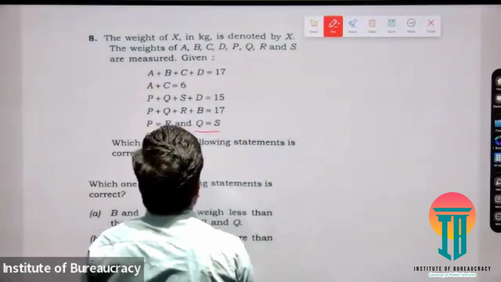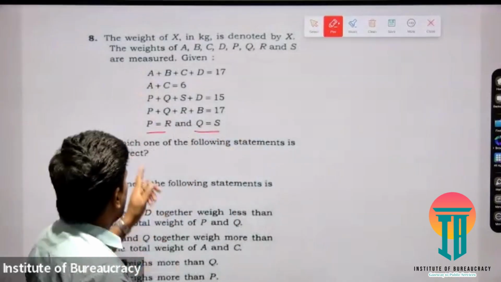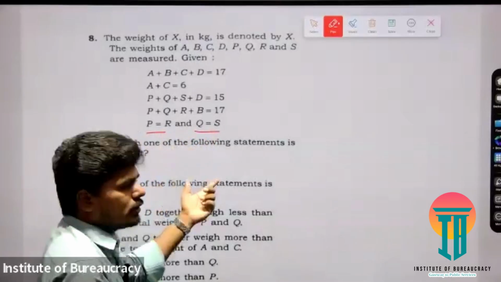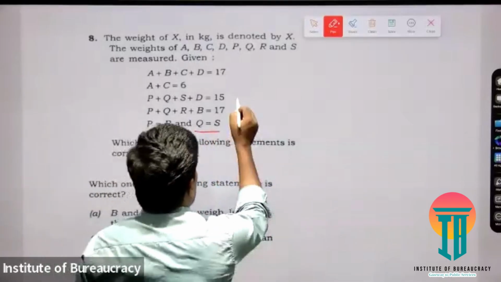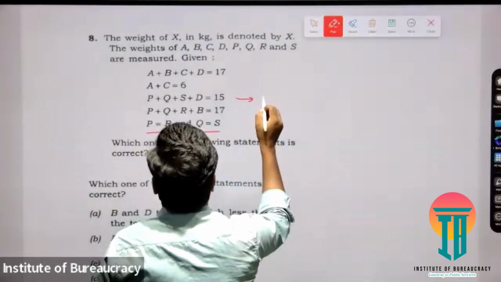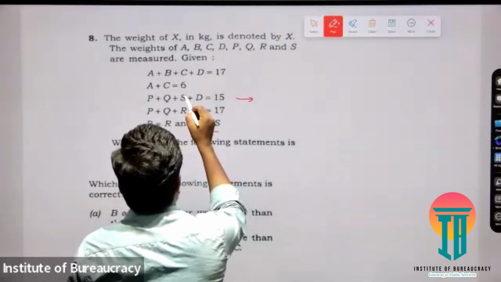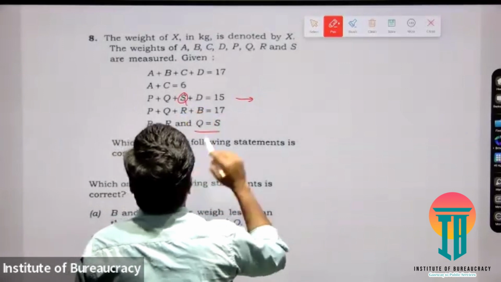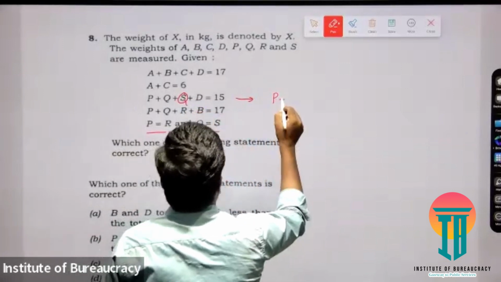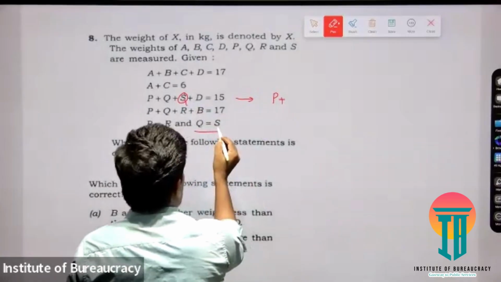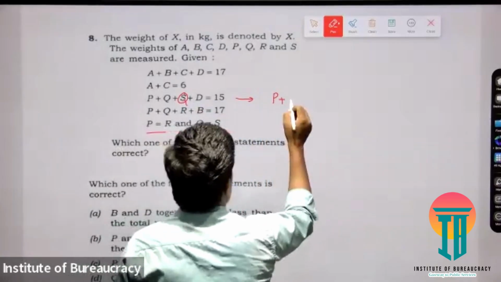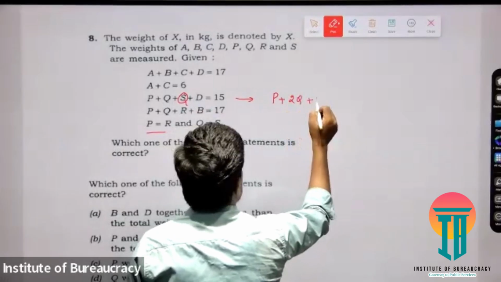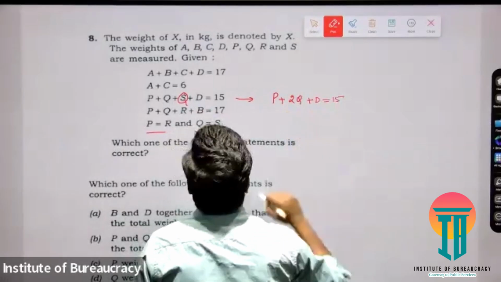P is equal to R, Q is equal to S. So you can replace P as R or R as P, and Q as S or S as Q, however you want. From here, I'm going to take S as Q. Because S can be taken as Q, we get P plus 2Q plus D, which is equal to 15.